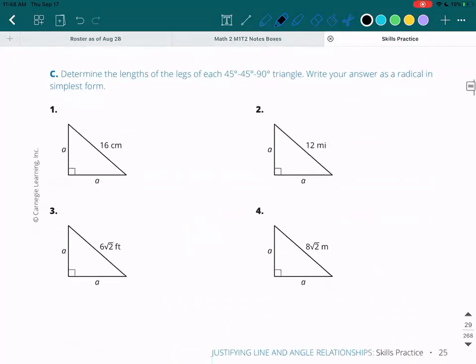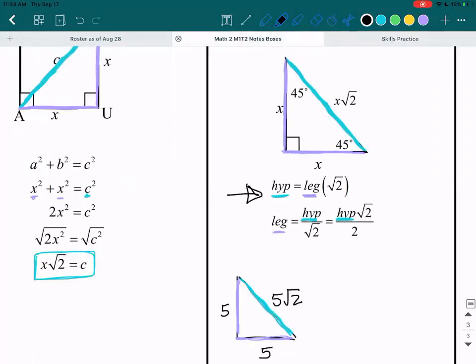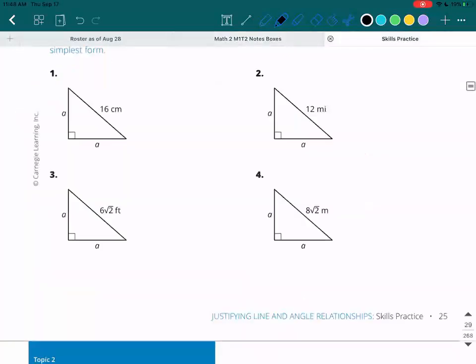Determine the lengths of the legs of each 45, 45, 90 triangle. Write your answer as a radical in simplest form. Okay, so this one, let me show you our equations again. We have leg is equal to hypotenuse divided by radical 2, or hypotenuse radical 2 over 2. These two are equivalent. It's just that when you have an answer, you don't want the radical on the bottom. I'll just show you what I mean in a moment. So I'm going to write this out. Leg equals hypotenuse over radical 2 equals hypotenuse radical 2 over 2.